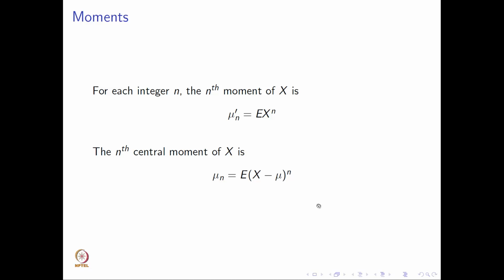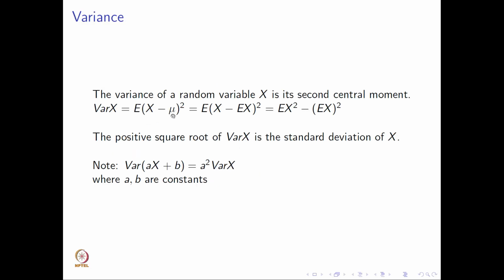The two moments that find most common use are the first moment, which is mu dash equals the expectation of x, that is the mean of the random variable x, and the second central moment, which is mu 2 equals the expectation of x minus mu raised to the power 2, which is the variance of the random variable x. Thus, the variance of a random variable x is its second central moment. Variance of x equals the expectation of x minus mu whole square.